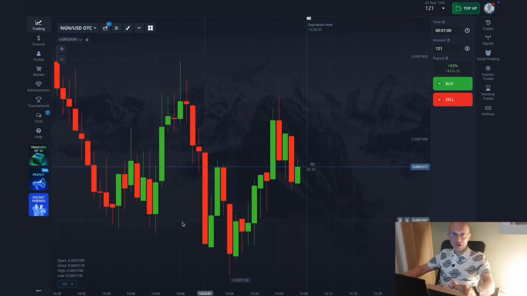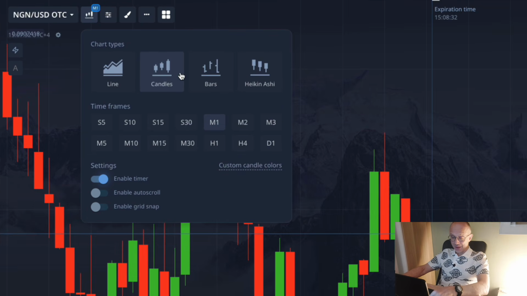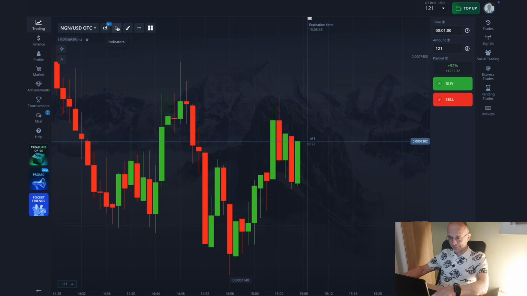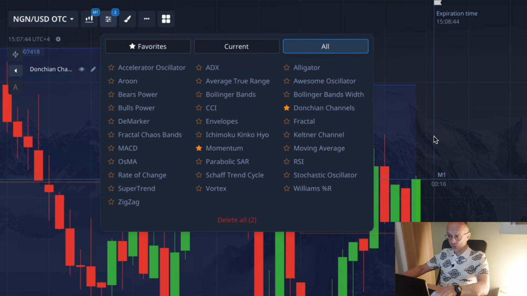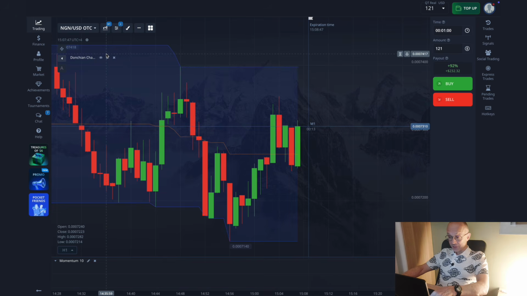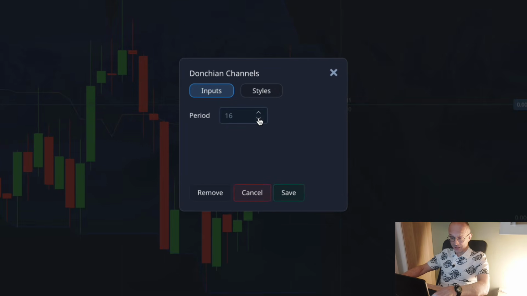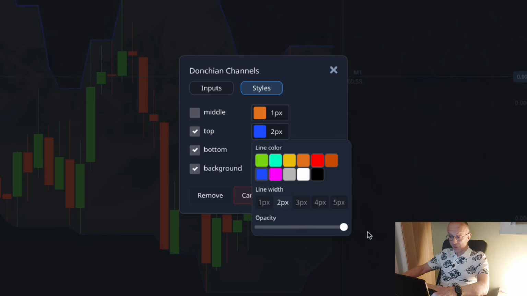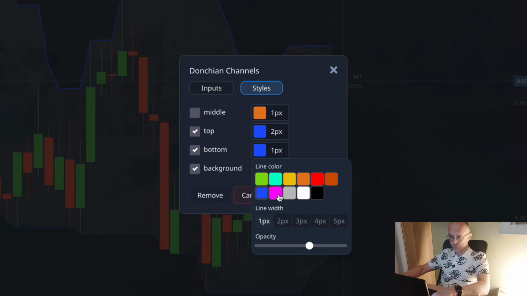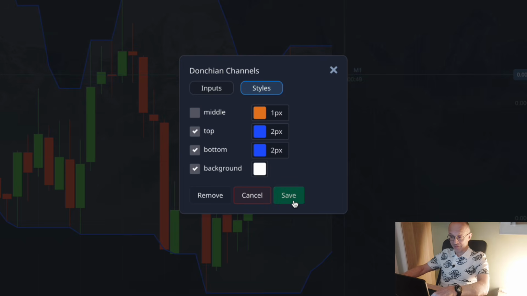Let's get started. First, let's prepare the tools for work. I'm setting classic candles and the time frame is 1 minute. Let's go to the Indicators tab and select the momentum and the Donchian channels. First, let's configure the Donchian channels. Let's set the period to 10. Go to Style, disable the middle line, let's set the background to white, let's set the width of the top and bottom lines to 2 and move the opacity to the right and save.